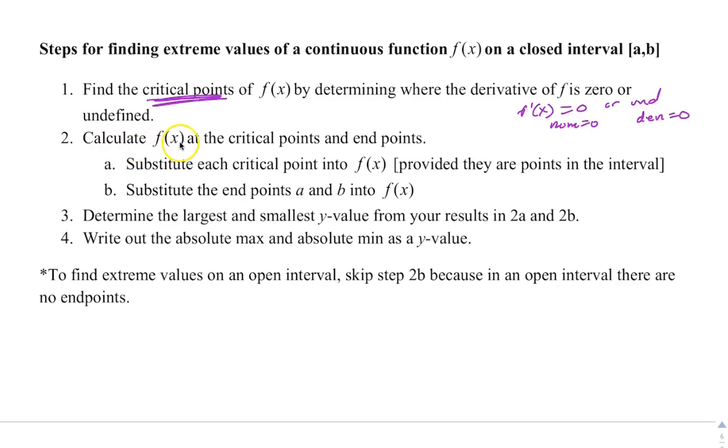Okay, then we have to figure out what f of x is at both endpoints. All that means is plug your points in. Plug the critical points and the endpoints into the original function.